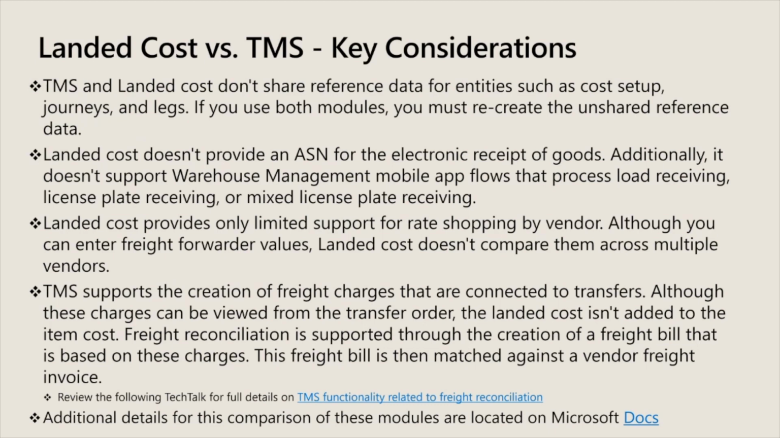And then the final fourth bullet point here is just around the mechanics of how the different modules work. TMS has the concept of freight reconciliation, so you can match up freight bills in the system, set up estimates on freight charges and do a reconciliation to the actual bill that you received. However, it's only matched against that vendor freight invoice, not necessarily for the landed cost or the item cost perspective. So it's not going to automatically make those item cost adjustments in the system if those numbers are different, like the landed cost module will do for us.